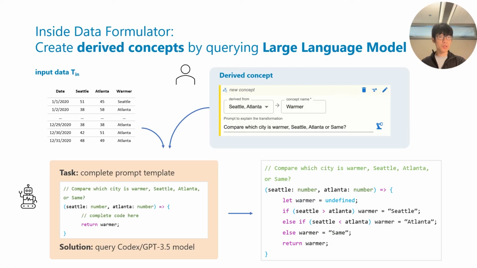Then Data Formulator asks a Codex or GPT 3.5 model to complete the program sketch, which will generate a program that can be applied to transform existing columns into the new data concept. With the new data concept, this data is tidy and ready for visualization again.